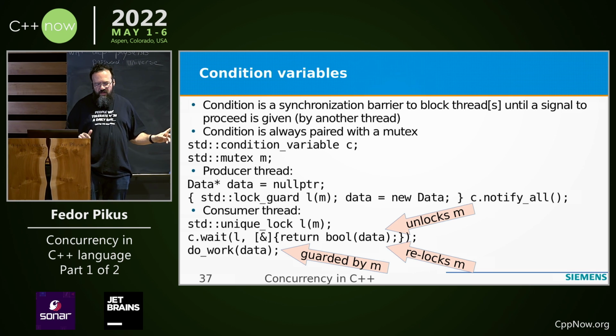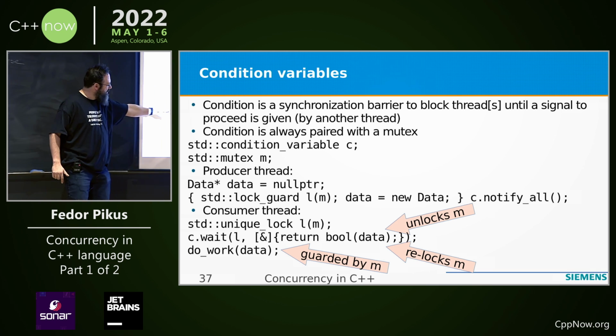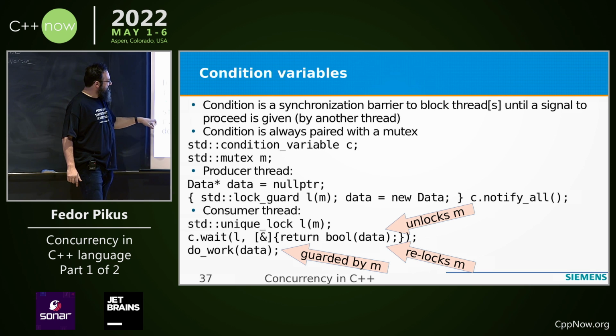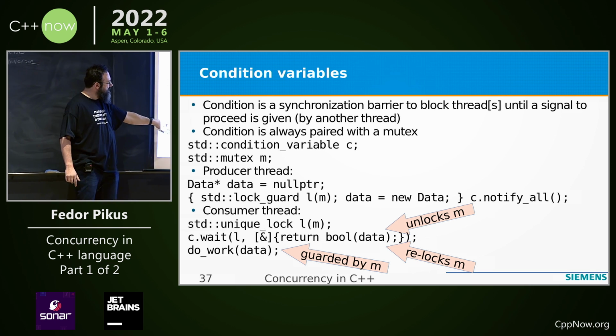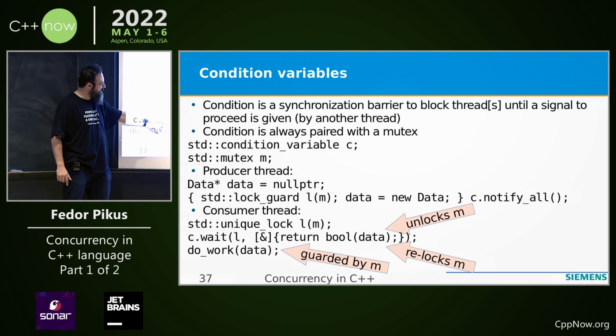On the consumer thread, unique lock acquires the ownership of the lock and tries to lock it. And then you wait on the condition. This wait actually does two things. You have to give it the lock, and internally it unlocks the mutex. And then it waits on the condition. So this blocks, but not on the mutex.